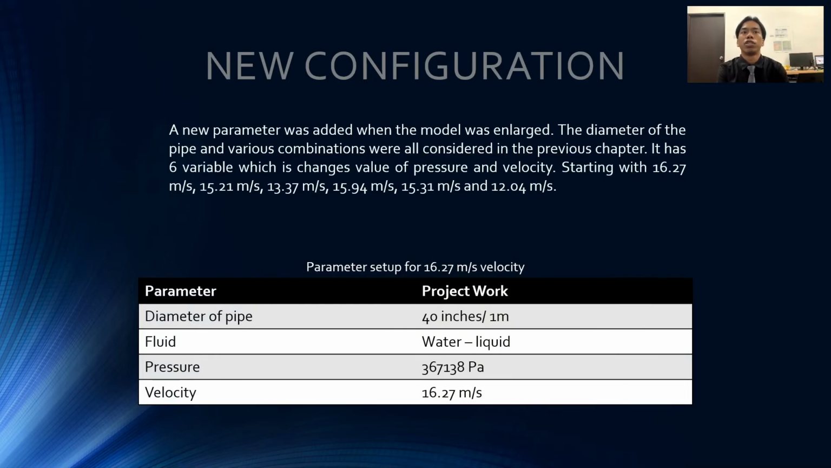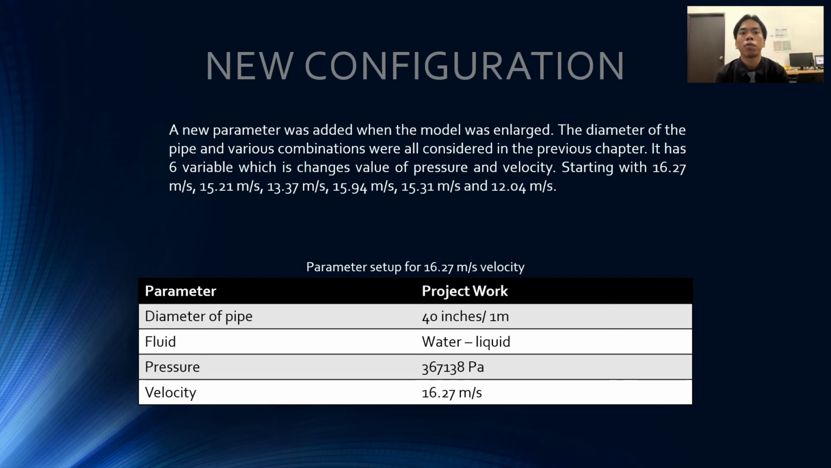For the new configuration, a new parameter was added when the model was enlarged. The diameter of the pipe and various combinations were all considered in the previous chapter. It has 6 variables, which are the exchange values of pressure and velocity. For the velocity, it starts with 16.27 meters per second, 15.21 meters per second, next 13.37 meters per second, next 15.94 meters per second, 15.31 meters per second, and 12.04 meters per second.